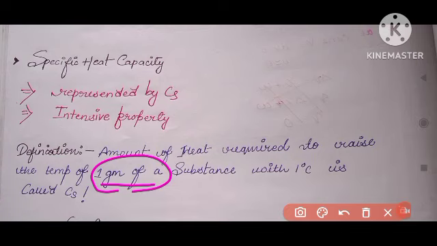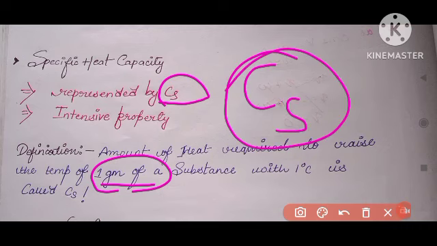Here the amount is present, right? So it doesn't depend upon the amount. Here it is dependent upon the nature. That's why it is an intensive property as well, and it is represented by C and here S. Okay. So what is it? It is specific heat capacity.